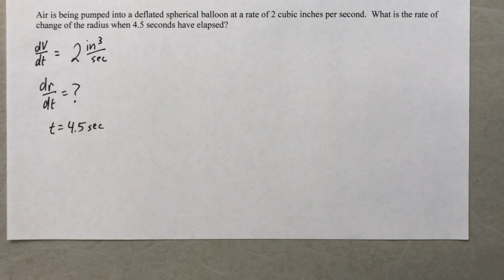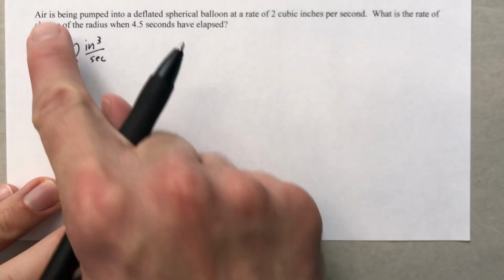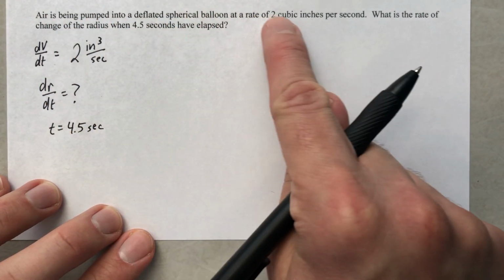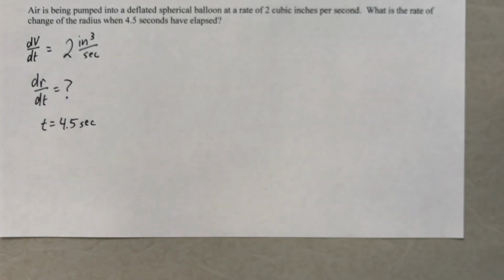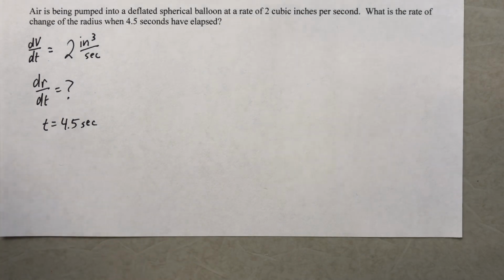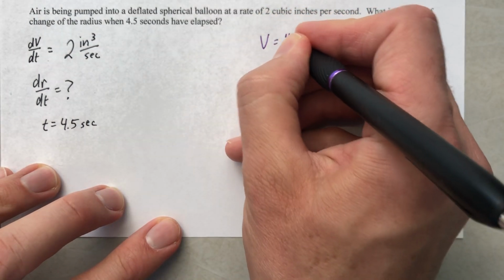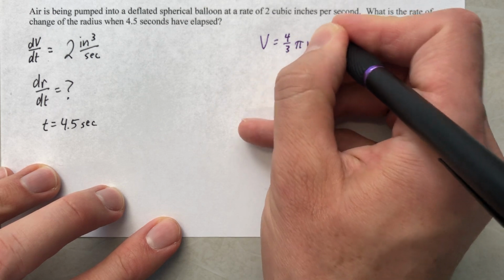Okay, we're not dealing with the formula for the area of a circle because we're dealing with a spherical balloon that has a volume. So we need the volume of a sphere. So let's write that down. The volume of a sphere is 4/3 pi r cubed.